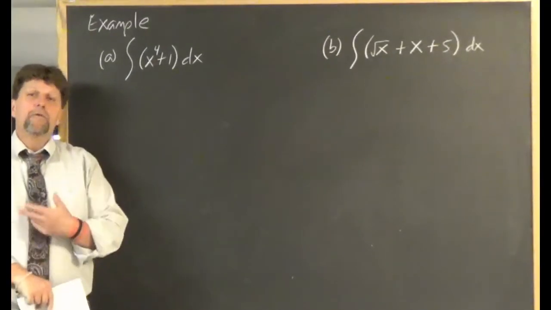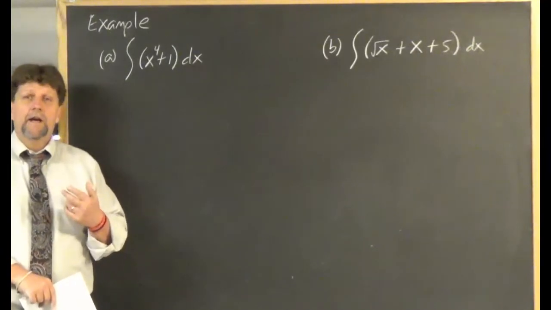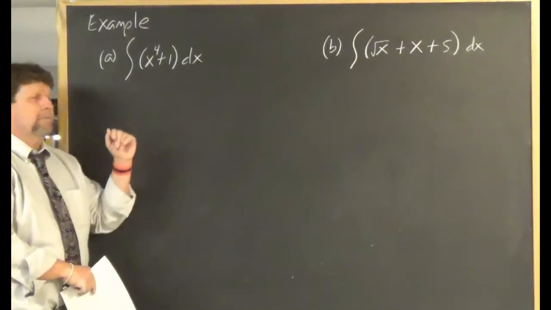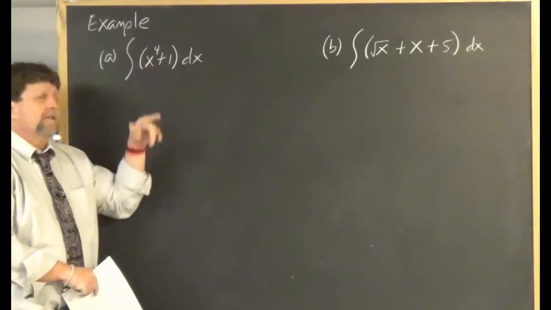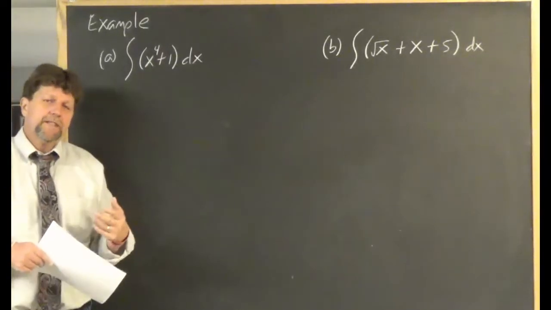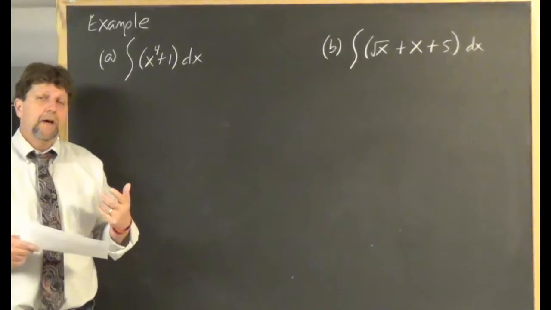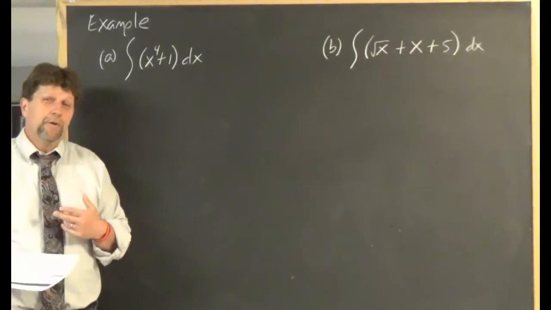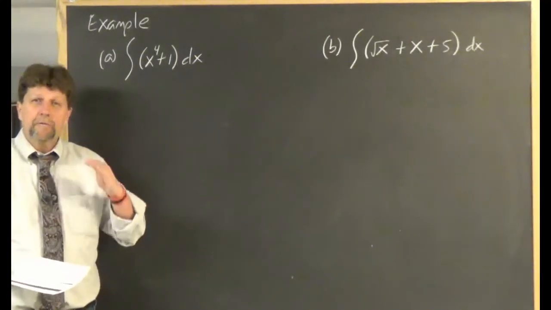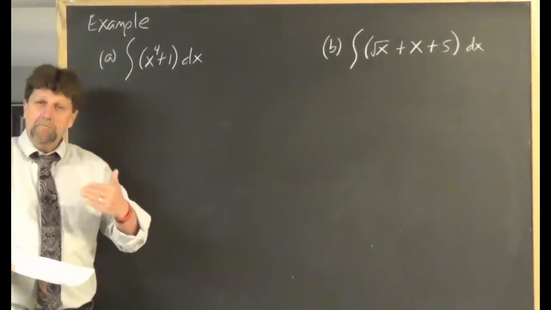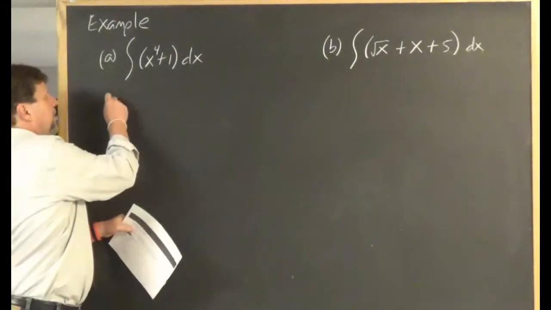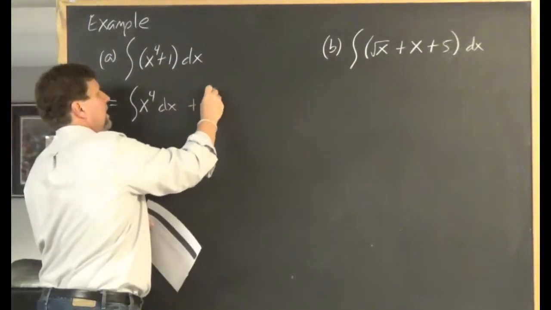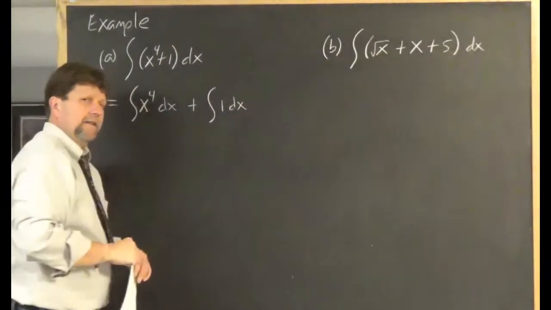All right, now we've added a couple of new rules for computing integrals: the constant rule and the sum and difference rule. So for this example, part A, you're asked to integrate x to the 4th plus 1 dx. I'll put in all the steps showing how to use the sum rule. It's very similar to what we did when we computed derivatives using the sum and difference rule. You just do it term by term. So you could rewrite this as the integral of x to the 4th dx plus the integral of 1 dx.